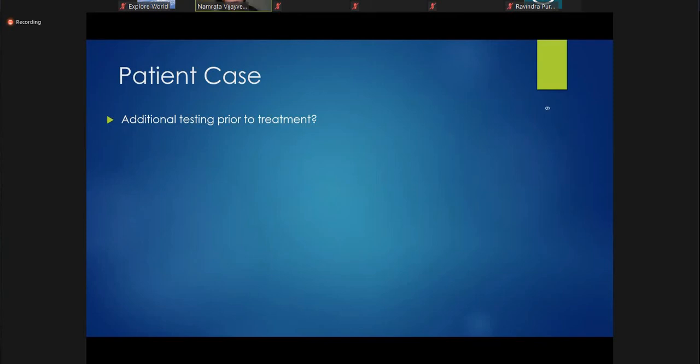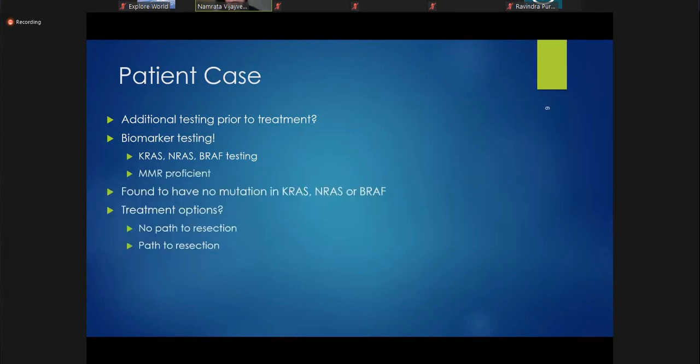So we talked about what additional testing we need to do. Biomarker testing, obviously. We sent it for expanded RAS testing and BRAF testing. He was MMR proficient, and he was found to be wild type for KRAS and NRAS, as well as BRAF wild type. So how do we treat this patient? That's where we're going to start.